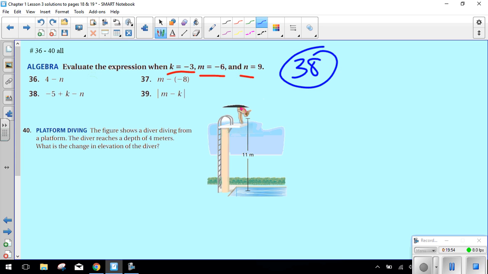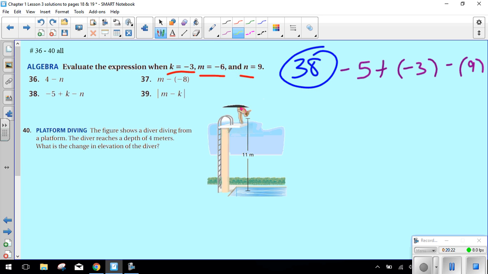Okay, so let's begin. We have -5 plus, we're going to put k in here. K is -3, minus, we're going to put n in here. N is 9. All right, students ask all the time, why do I use parentheses? Because sometimes there's negatives sprinkled all over the place. It just makes it easier to figure out what numbers go where with what sign.